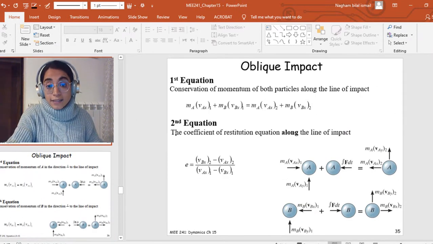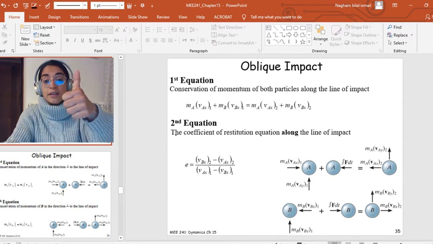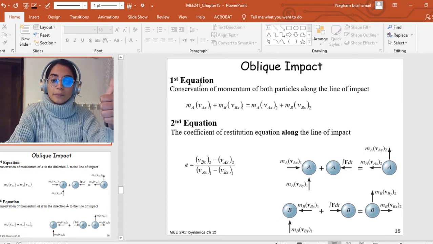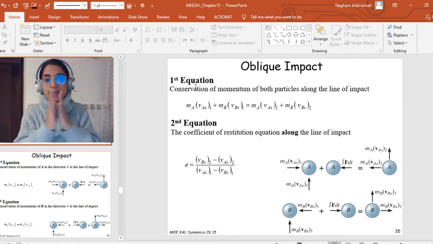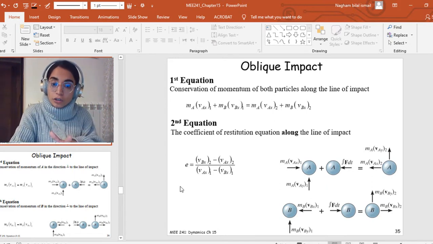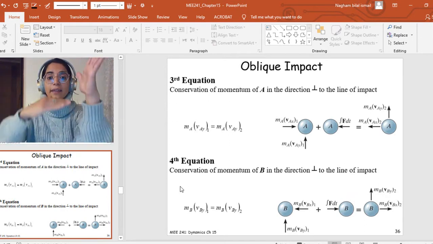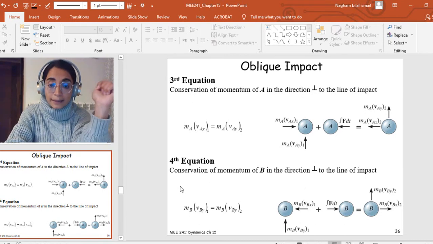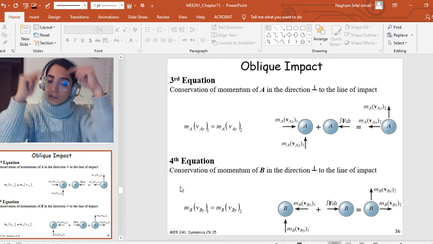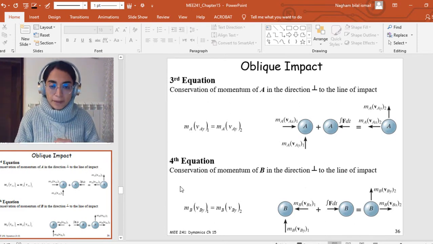And that's why I can apply the conservation of momentum of A in the perpendicular direction of the line of impact, and then I can apply also the conservation of momentum of B in the perpendicular direction of the line of impact. And in this case, in the case of oblique impact, I'm going to have four equations. The first equation is the conservation of momentum for the system of particles, because as I said, the impulse forces will cancel out because they are opposite. The second equation is the coefficient of restitution. The third equation is the conservation of momentum of A in the perpendicular direction to the line of impact. And the fourth equation is the conservation of momentum for B, also in the perpendicular direction to the line of impact.